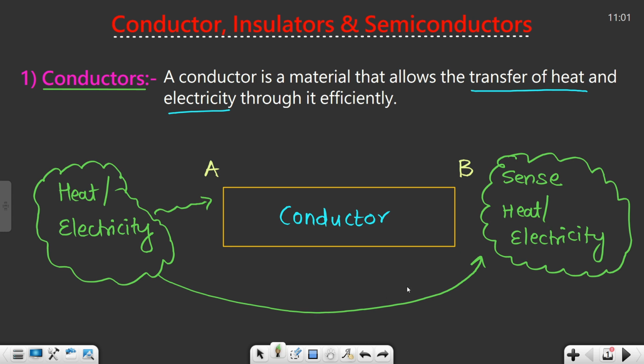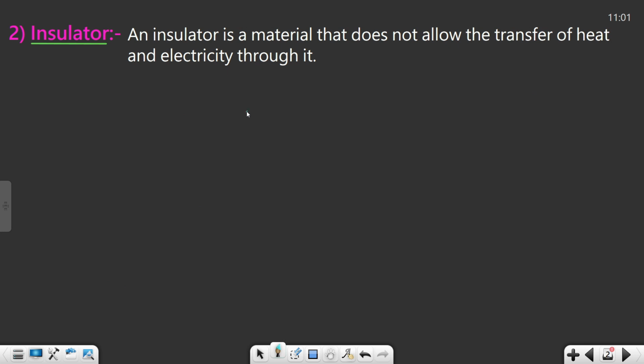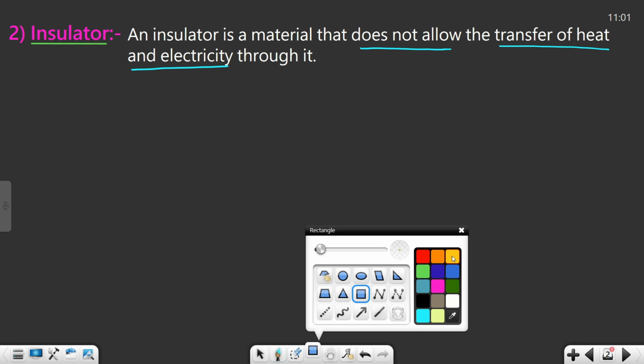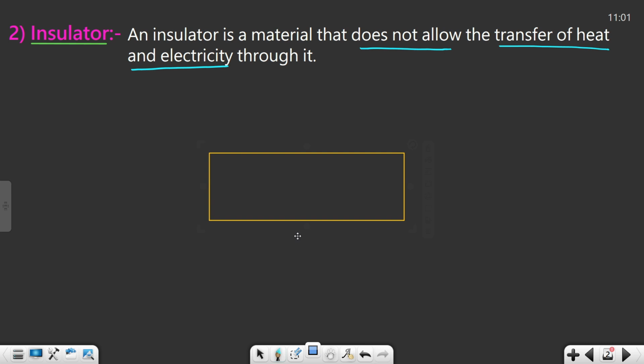Now let's move on to the next definition: what exactly is an insulator? As clearly mentioned, an insulator is the opposite of a conductor. That means an insulator is a material that does not allow the transfer of heat and electricity through it. Again, same thing: let's say this is an insulator.